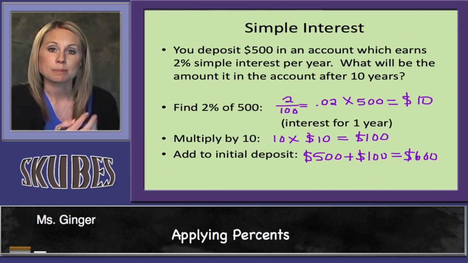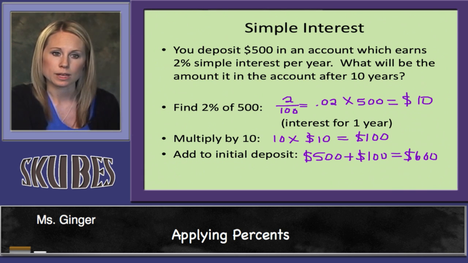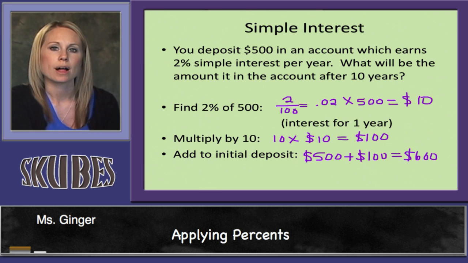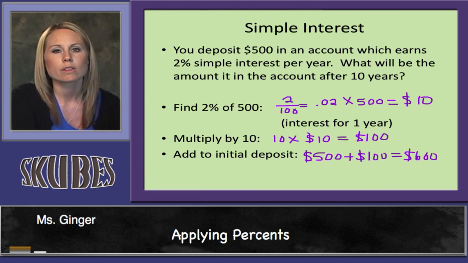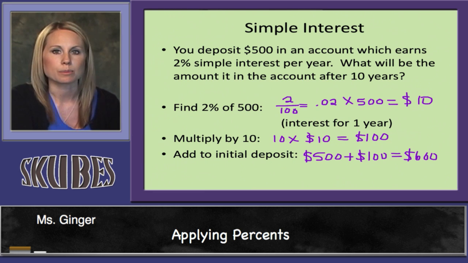Because we're dealing with simple interest. Now keep in mind, if we were compounding this interest over time, we would be using a different formula, and our interest rate would be applied and added in each year, and the interest rate would be applied to a new amount each time. So it would look a little bit different, but here we're dealing with simple interest. So this is our amount.